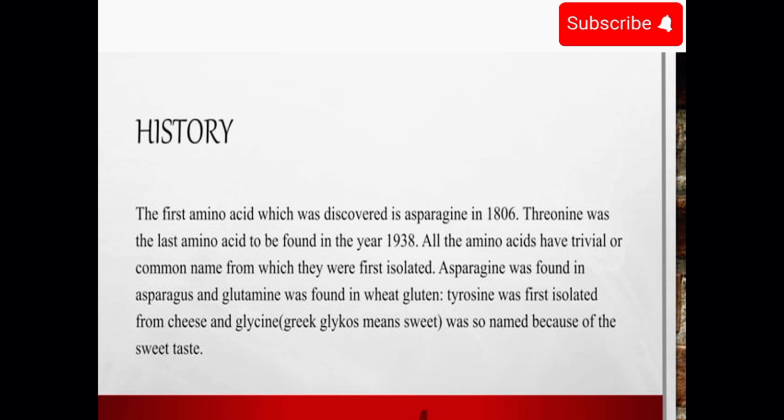The first amino acid which was discovered is asparagine in 1806, and asparagine was discovered from asparagus plants. Threonine was the last amino acid to be found, in the year 1938. All the amino acids have trivial or common names from which they were first isolated. Asparagine was found in asparagus plants and glutamine was found in wheat gluten protein. Tyrosine was first isolated from cheese, and glycine, from the Greek glykos meaning sweet, was so named because of its sweet taste.